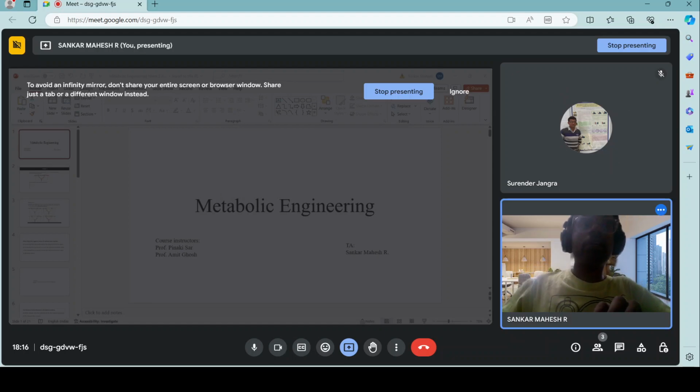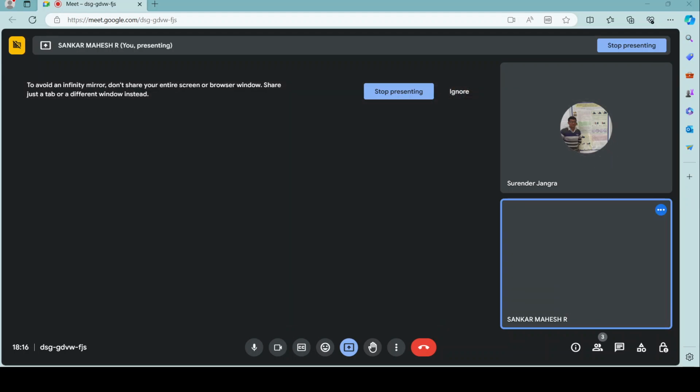So now we'll be discussing some sample problems for week 5 of the course Metabolic Engineering. The first question is: the below represented reaction network consists of three metabolites, three internal reactions, and three exchange reactions. How many elementary modes are present in this network? Let's take a few minutes and then we'll discuss how many elementary modes there are in this given network.